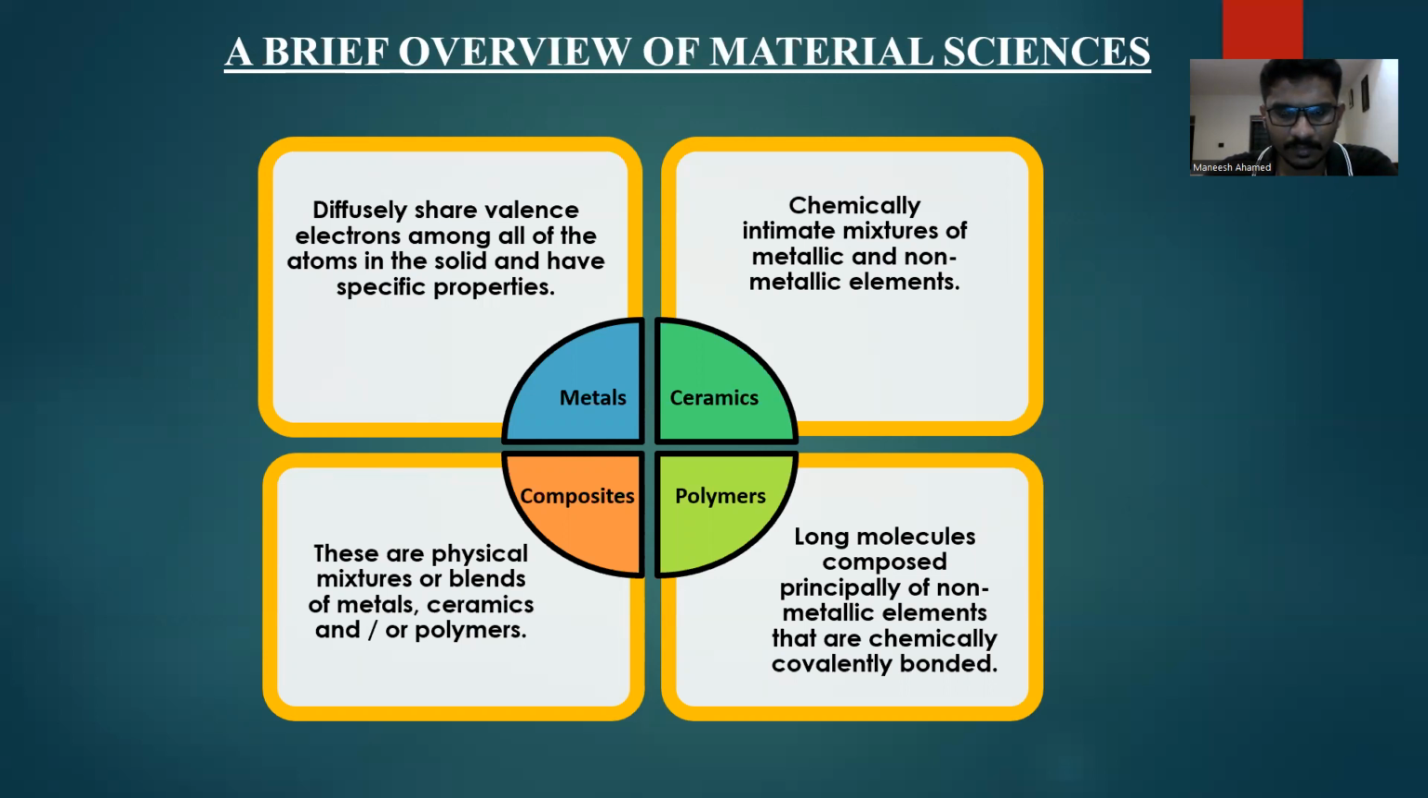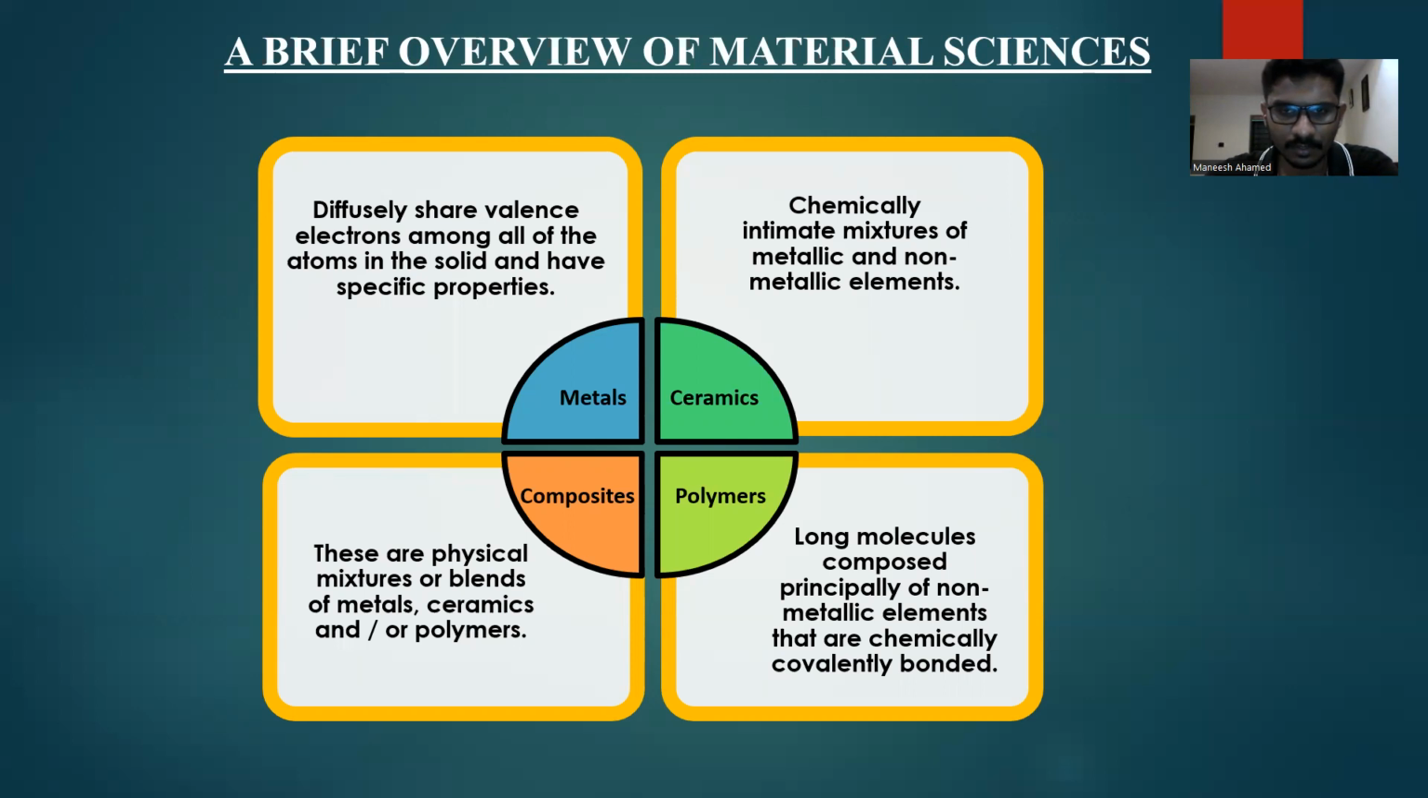Metals, as we know, we are familiar with metals. The main important property of metal is that at its atomic or molecular level, they diffusely share valence electrons among all of the atoms in the solid and have specific properties. So this is an important feature of metal, which makes it highly thermal conductive and also electrically conductive. This is the main feature of metal, and this feature also helps in all its other properties like malleability, ductility, its luster, etc. So metals are basically a bunch of atoms or atomic cores with a surrounding sea of electrons.